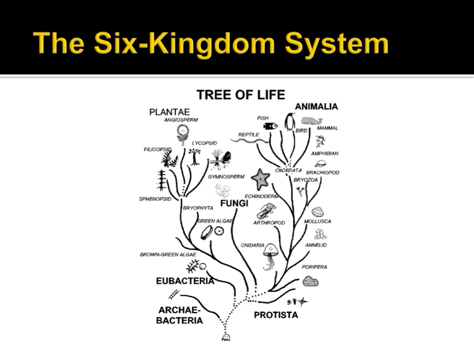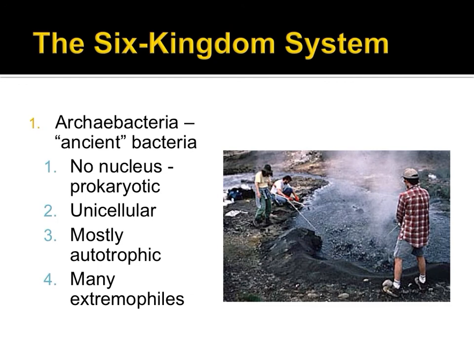There are 6 large groups that all organisms are funneled into: Plantae, Animalia, Fungi, Eubacteria, Archaebacteria, and Protista. Each of these kingdoms will be described in a little bit more detail on the upcoming slides. The kingdom that you're probably least familiar with is Archaebacteria. Archaea refers to the fact that these bacteria are ancient.